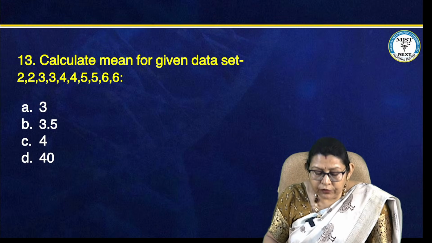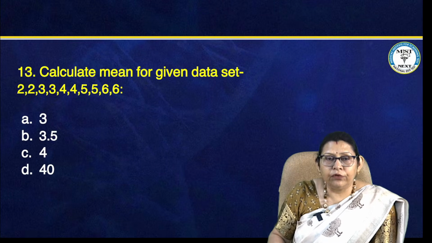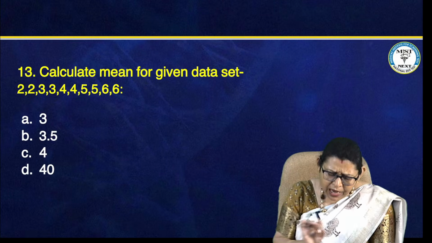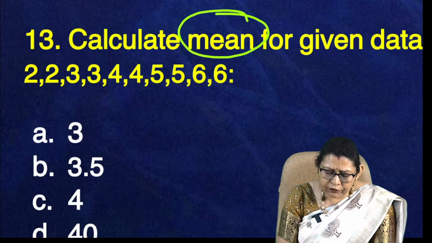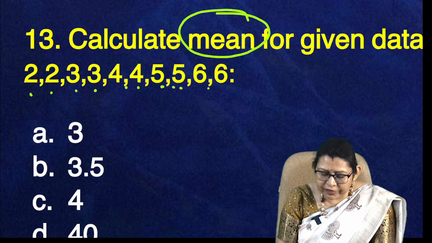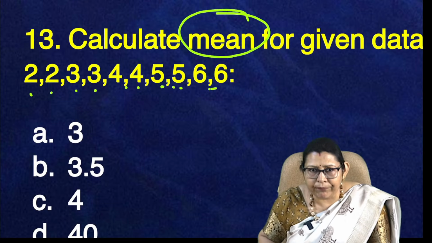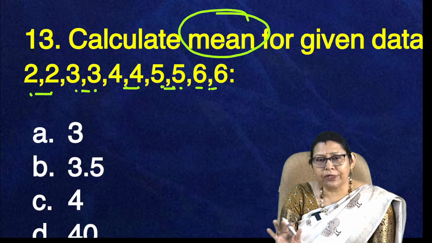Calculate the mean value for a given data set. Here, mean means the average of all the values. If you quickly see, the values are 2, 2, 3, 3, 4, 4, 5, 5, 6, 6, meaning they are doubled, and as they are double values, there are 2, 4, 6, 8, total 10 values.